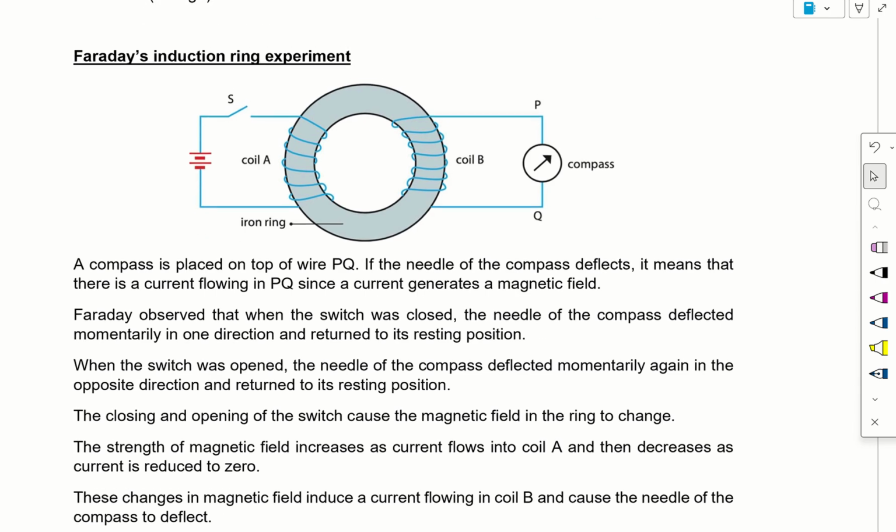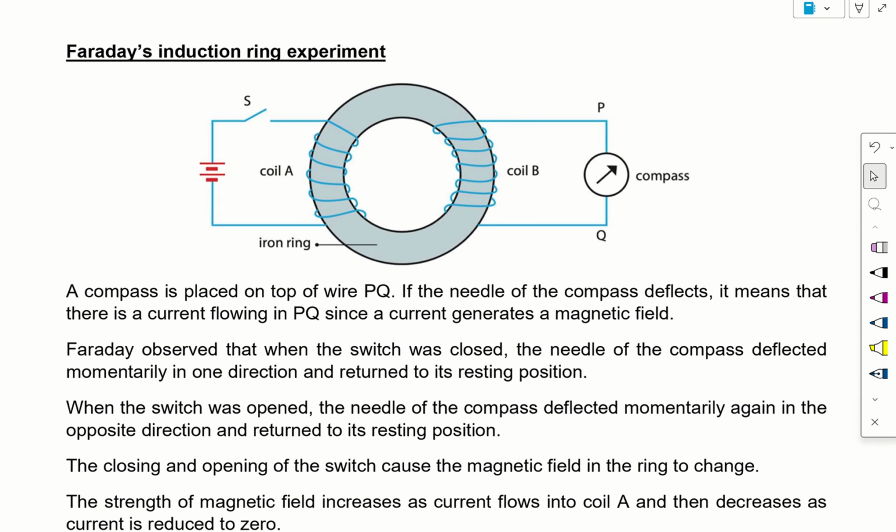So this is Faraday's induction ring experiment. He actually uses a DC current. This is positive, negative, right? The longer is positive, so current flows out. When the switch is closed, the current will flow in this direction. So we trace it out, then we apply the right hand grip rule. It will be a north here, and coil B is a secondary coil.